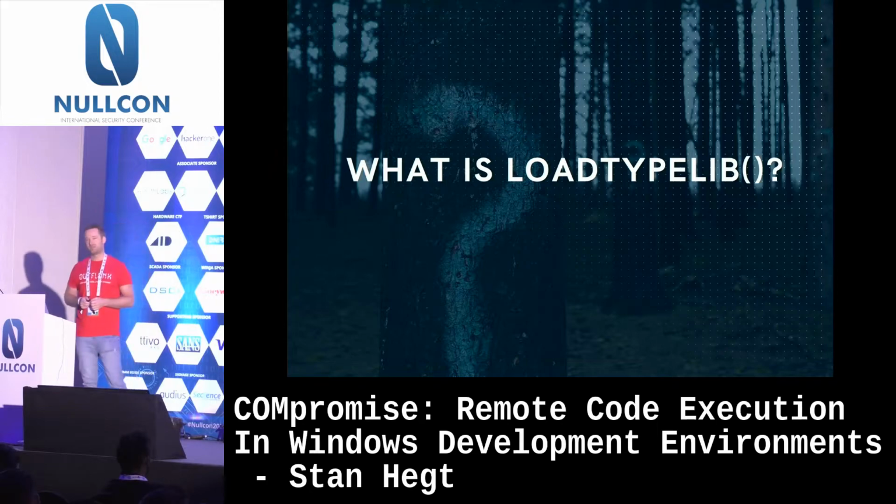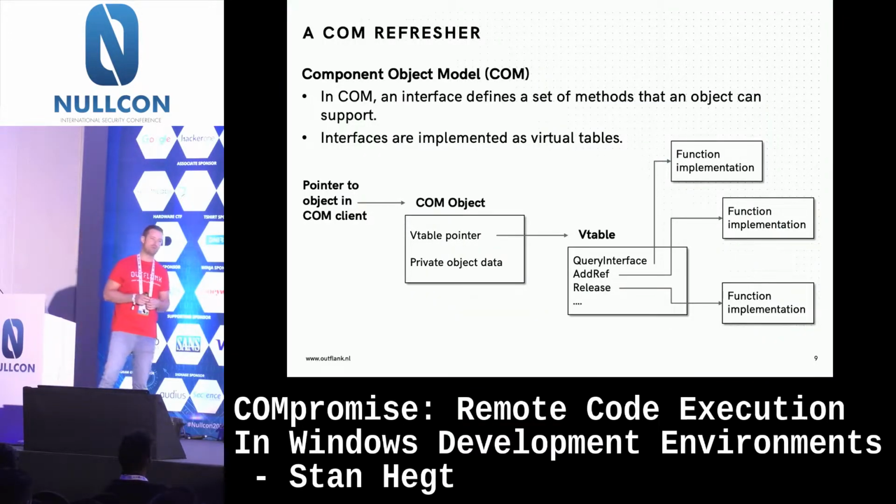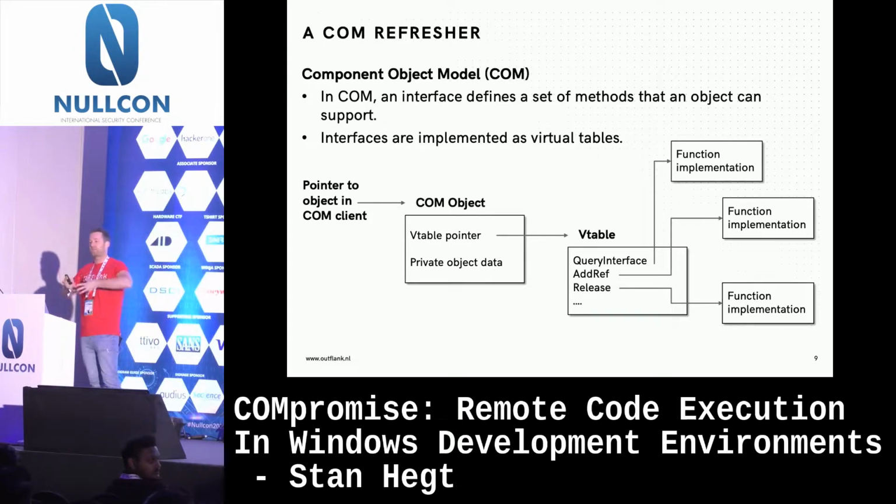To understand type libraries and the function used for loading type libraries, which is LoadTypeLib, we need some basics around COM. And this is not going to be a beginner's presentation on COM, but I do need to introduce some basics for you to understand the rest of the story. So the Component Object Model. The whole idea is that it allows you to abstract implementations for components that might be written in different languages, like C++, C Sharp, VB, Java, whatever is there.